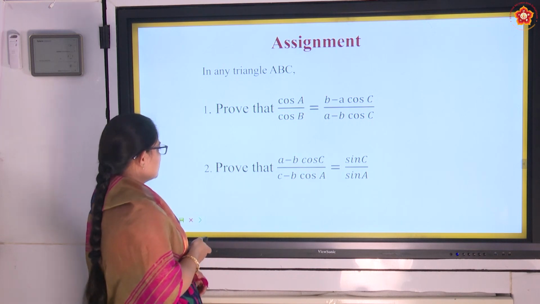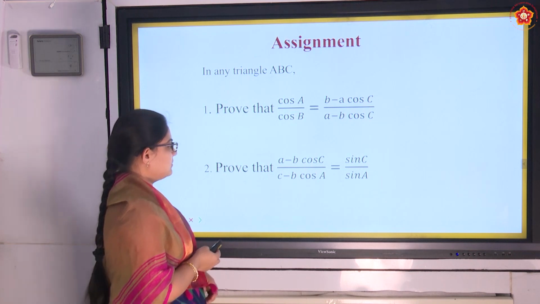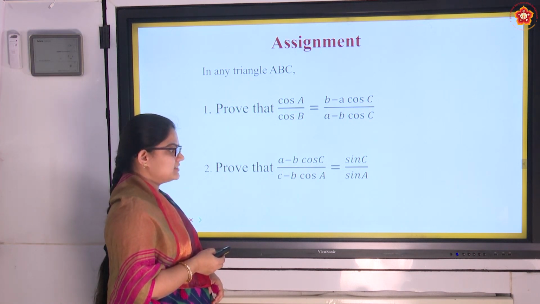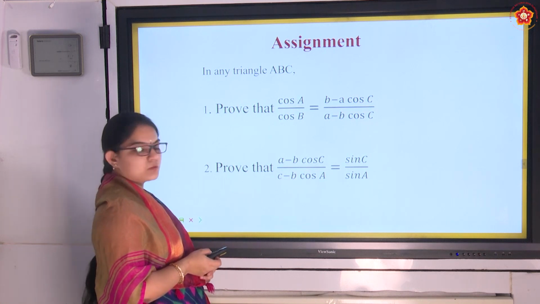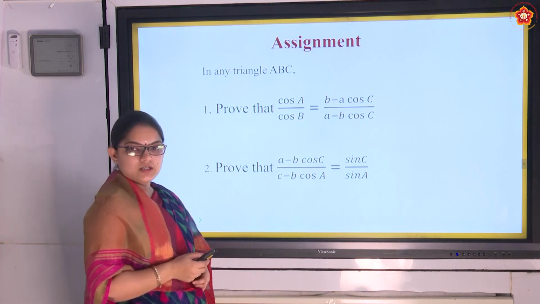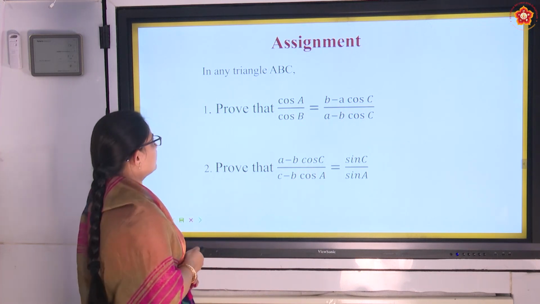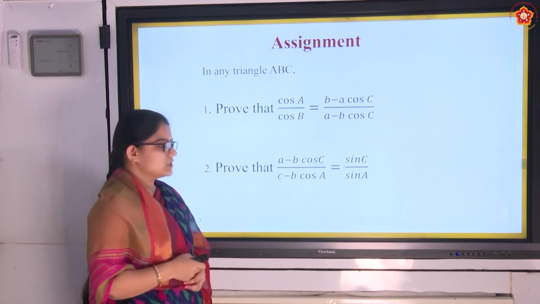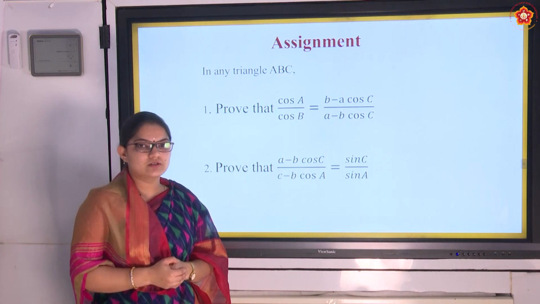Next, we can see the second problem. Prove that (a minus b cos C) by (c minus b cos A) is equal to sin C by sin A. So here also we have to substitute the projection formula for a and c, and later you have to substitute the sine formula and simplify, you will get sin C by sin A. So with this we have completed this chapter, relations between sides and angles of a triangle.